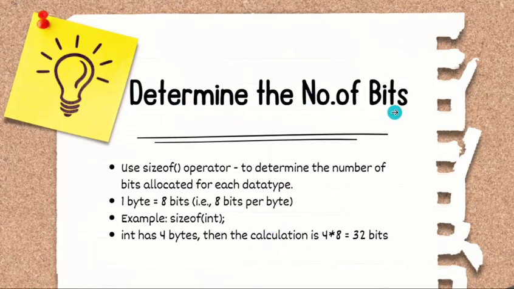Determine the number of bits. So we use the sizeof operator to determine the number of bits allocated for each data type. In general, 1 byte is equal to 8 bits, that is 8 bits per byte. I've given you an example, sizeof(int). This is the way we calculate the size of a data type. So integer has 4 bytes and the calculation is 4 into 8 is equal to 32 bits.